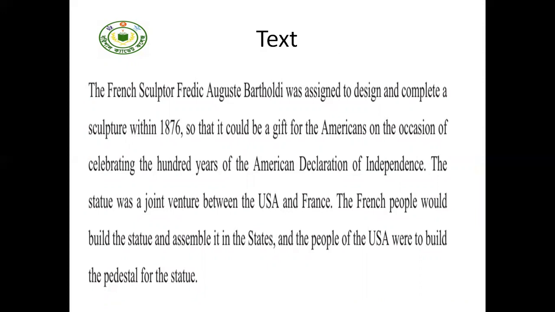The French sculptor Frederick Auguste Bartholdi was assigned to design and complete a sculpture, Liberty Enlightening the World, within 1876, so that it could be a gift for the Americans on the occasion of the 100th anniversary of the American Declaration of Independence. The statue was a joint venture between the USA and France. The French people would build the statue and assemble it in the States, and the people of the USA were to build the pedestal for the statue.